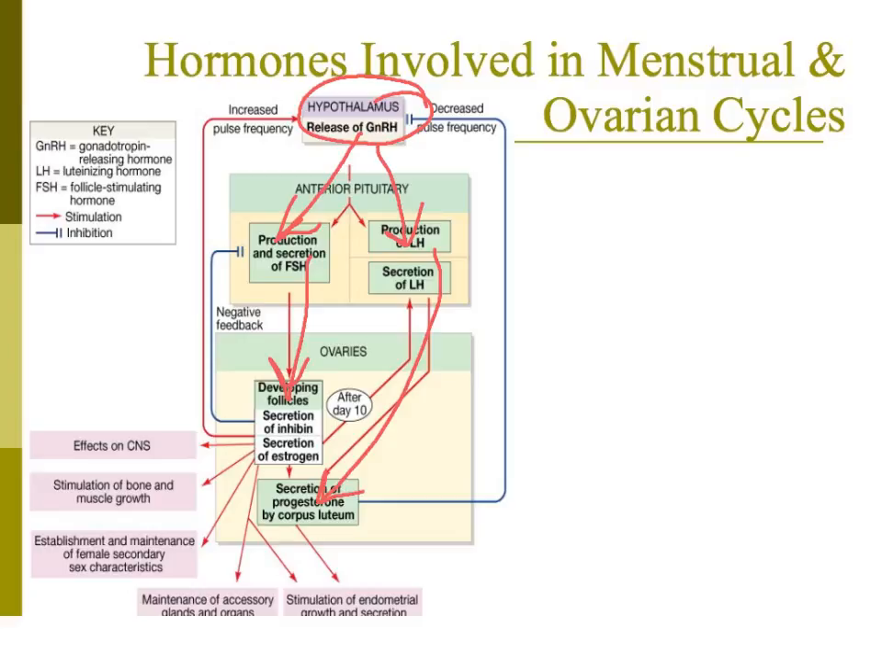You'll also notice that estrogen is involved with a significant number of things. It affects the central nervous system, it stimulates bone and muscle growth, it's responsible for the female secondary sex characteristics, it's going to maintain accessory glands and organs, such as the mammary glands. And it will help with the stimulation of endometrial growth and secretion. It helps to maintain that uterus. The progesterone that's being released, its primary function is to stimulate endometrial growth. And it allows for that uterus to remain in place throughout the pregnancy.